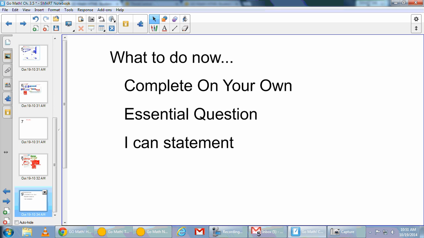So almost done with this multiplication introduction chapter. Make sure that you have completed everything that is on your to-do sheet and that you are moving right along on this lesson.